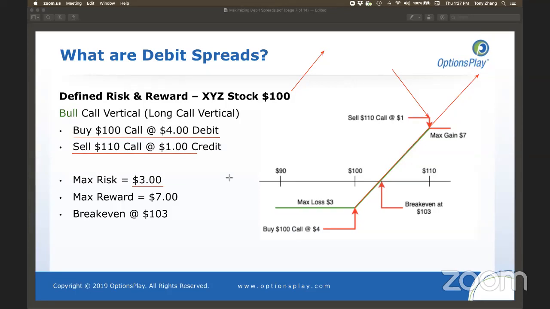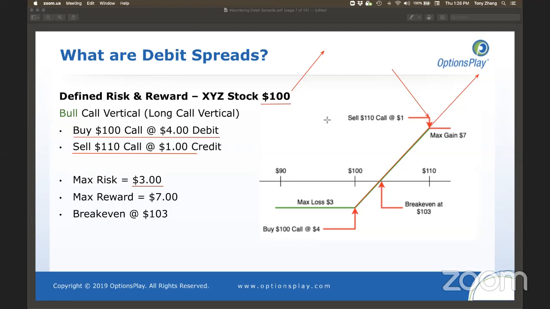What that does is it increases my leverage now, because for the same $100 stock, I'm controlling that $100 with $3, which means my effective leverage on this bullish trade is 33 to 1 versus just 25 to 1 on the call option. So that's going to work in my favor if the stock really starts to move higher.